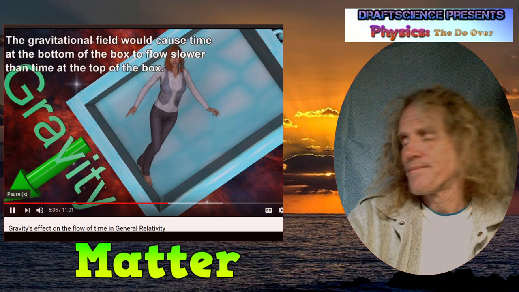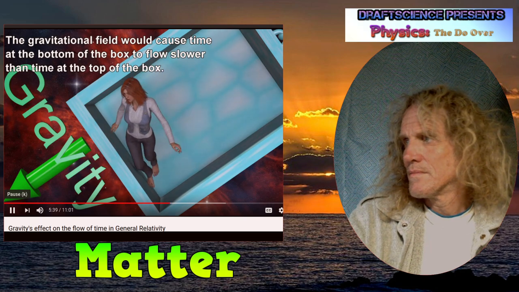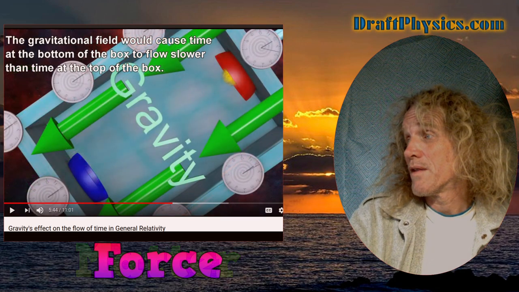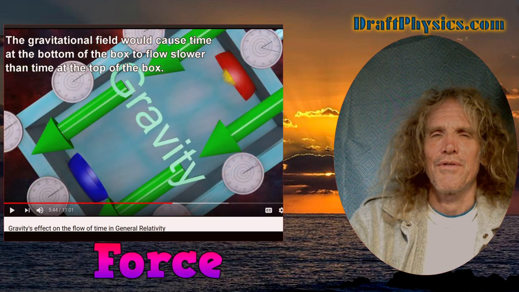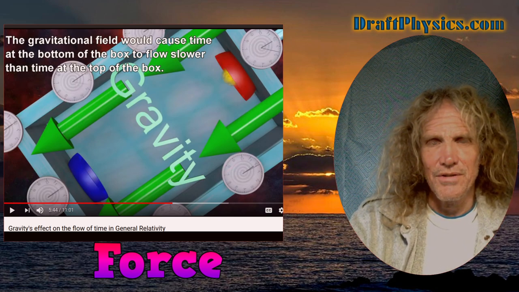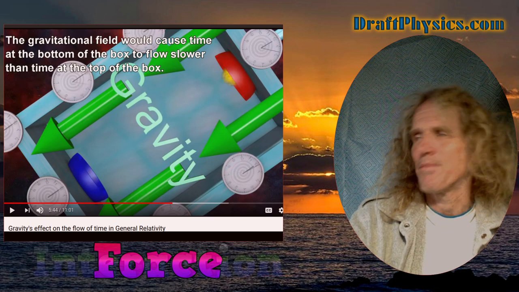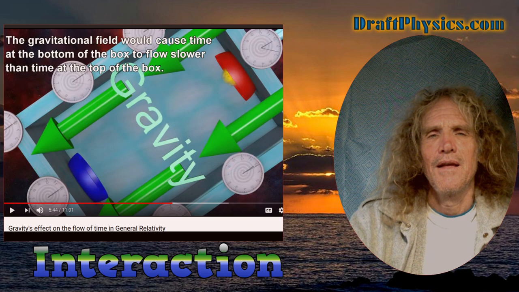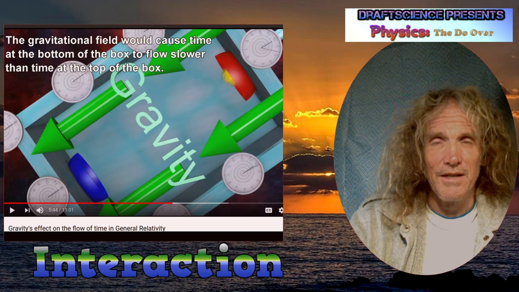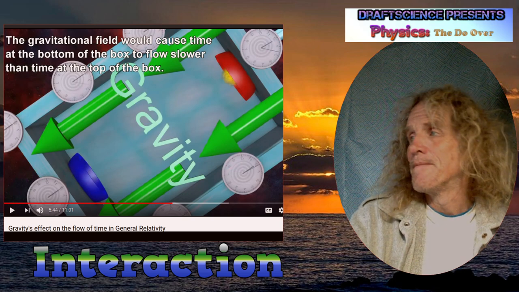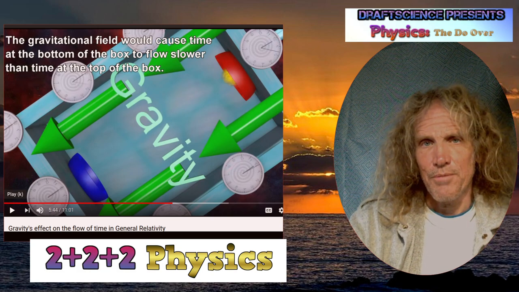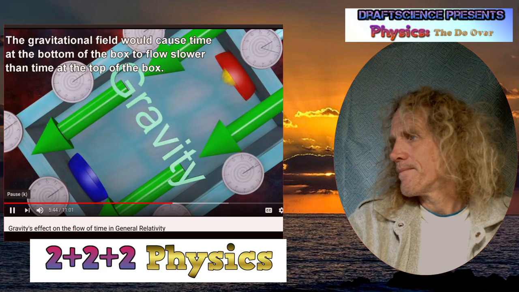The gravitational field would cause time at the bottom of the box to flow slower than time at the top of the box. Such an incredible pile of crap, right? Because that could only happen through the effect of time dilation. You'd have to be going preposterously fast for the difference between the time dilation at the top and the time dilation at the bottom to make any difference at all. The speed differences would be the same until you get up to 99.999% of the speed of light.